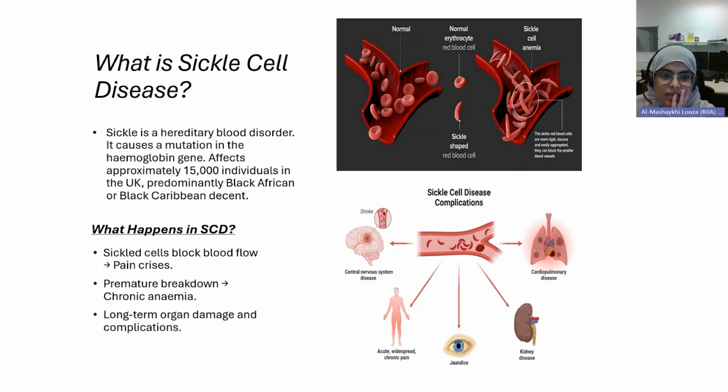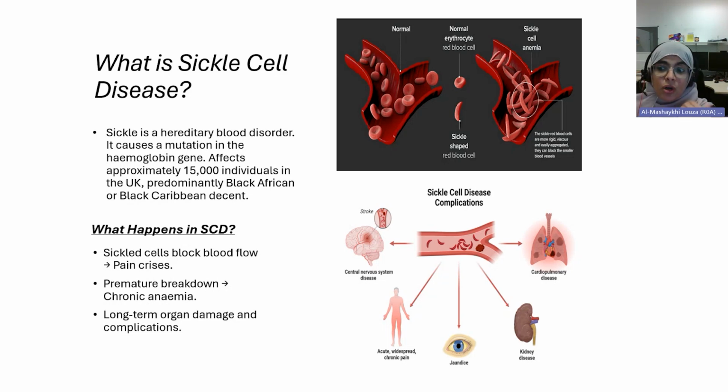And what's going on with sickle cell disease? Because of this gene mutation, the red blood cells, due to hypoxic states, become sickled. When they become sickle shaped, they block the blood flow, and that causes the painful crisis. We also have a premature breakdown of the red cells, because the sickle cells are really fragile and easily haemolysed, and this causes a chronic anaemia for the patient.